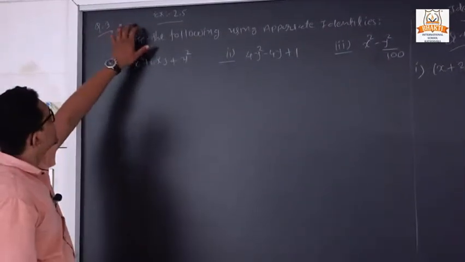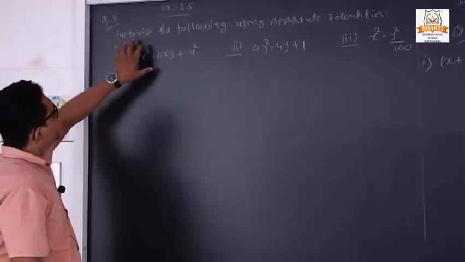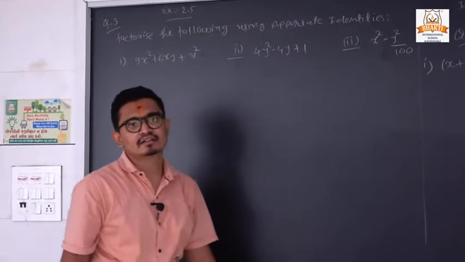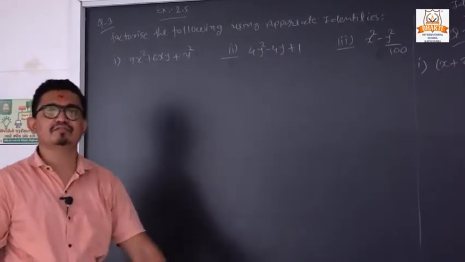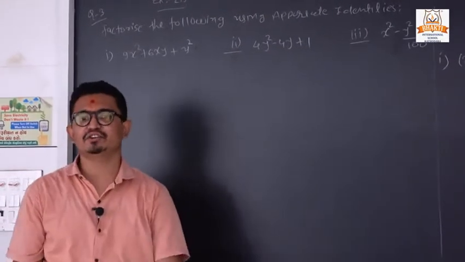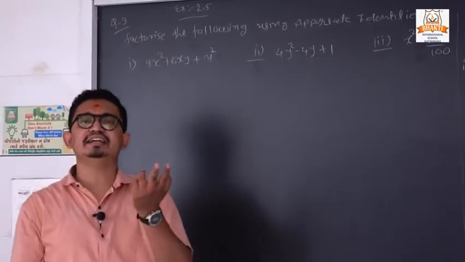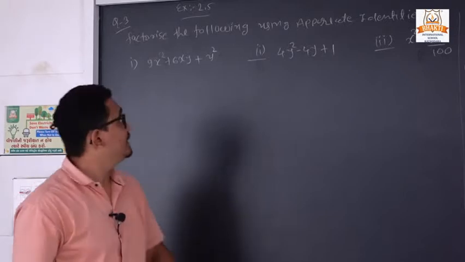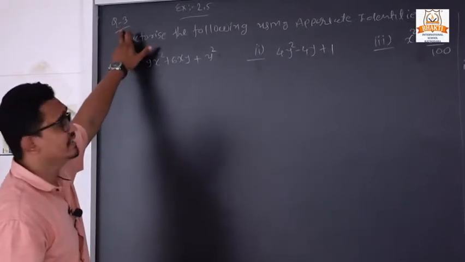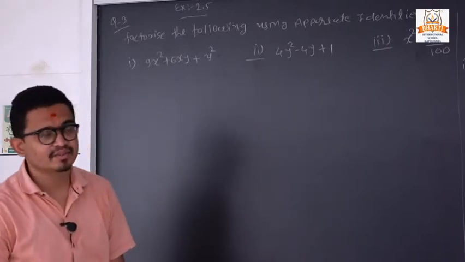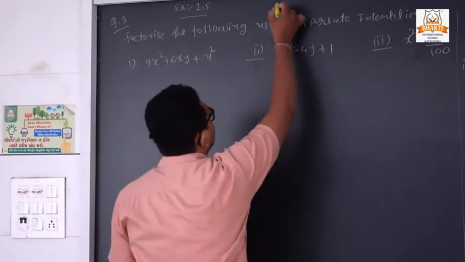Question 3, exercise 2.5. Factorize the following using the appropriate identities. So once again we are using our 4 identities, 1, 2, 3, 4. In questions 1 and 2 we most often use identity number 3 and 4. But in this question number 3, the situation is different. See all these examples.